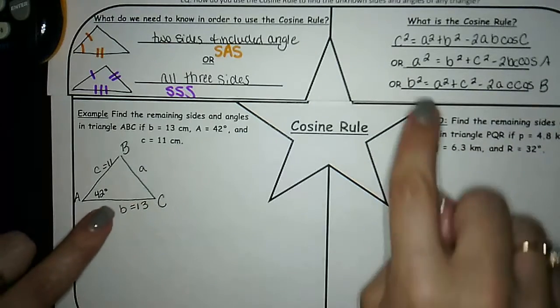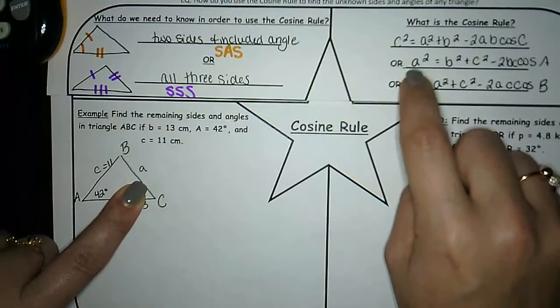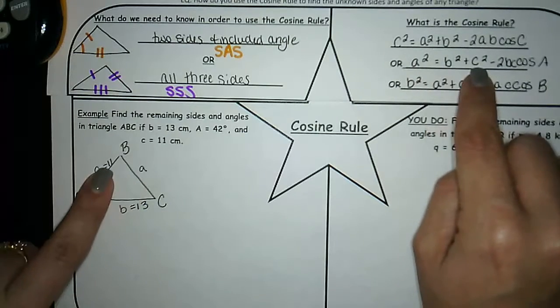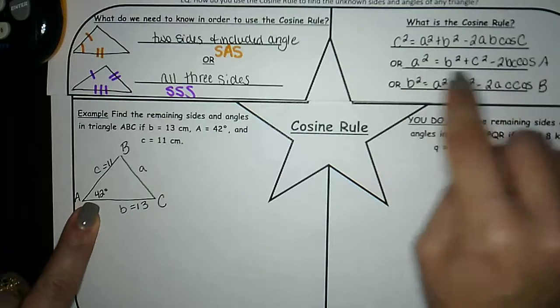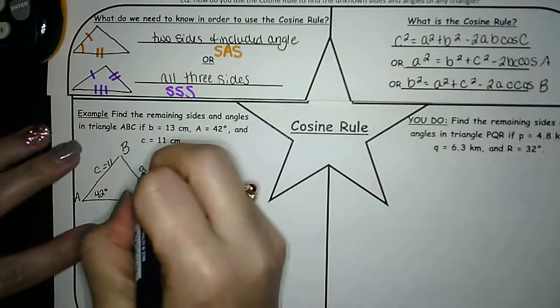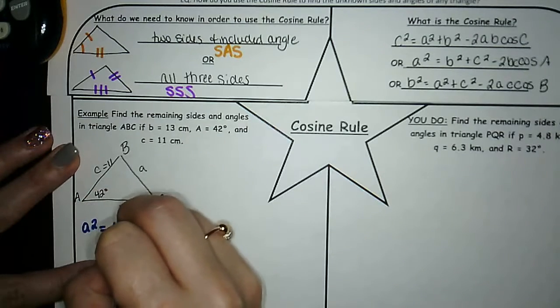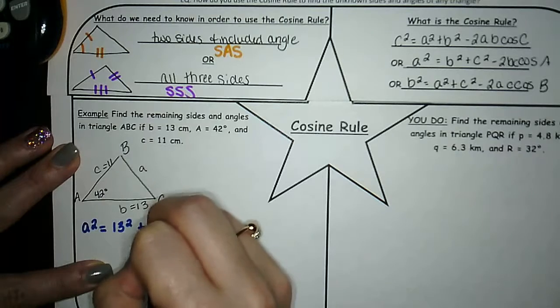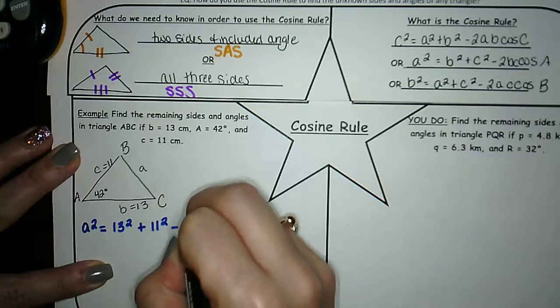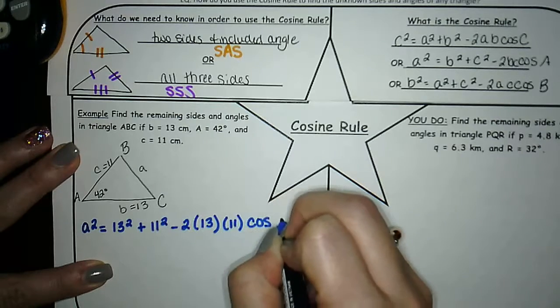You can only be missing one piece in order to solve an equation. So if we look at this one, we don't have little a, but we have little b, little c, and we have the angle of A. So this one is going to help me answer this question. So for this, we have a squared equals b squared, which is 13, plus c squared, which is 11, minus 2bc cosine of big A, which is 42.